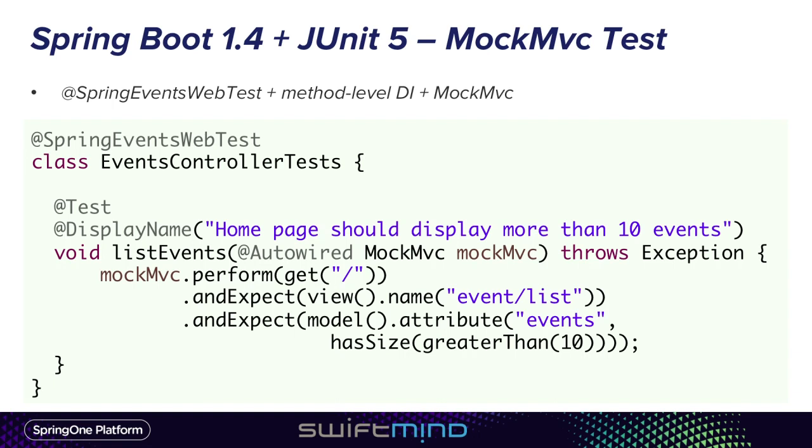I have a method here, setting a custom display name: the home page should display more than 10 objects. So we have the MockMvc created for us automatically by Spring Boot, injected with Spring's @Autowired by the Spring MVC integration testing support, and then we can just use that MockMvc, perform a GET request, and assert our expectations. So this is basically the simplest way, the least amount of code you can write when you're on the latest and greatest with Spring Boot 1.4, JUnit 5, and Spring 5.